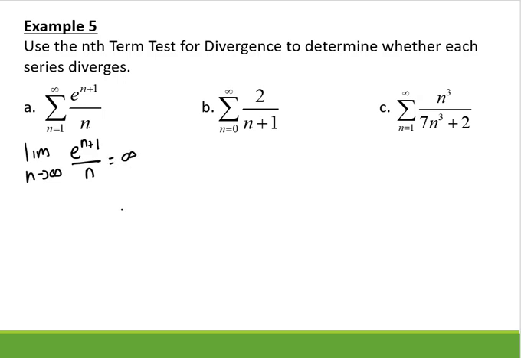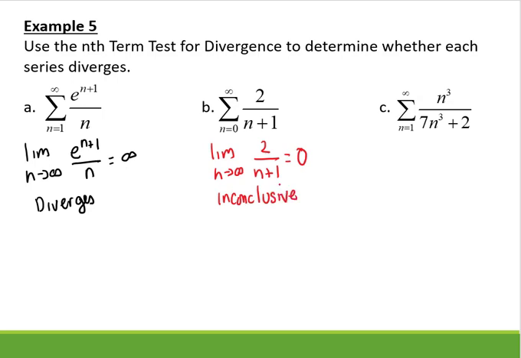For part B, limit as n goes to infinity of 2 over n plus 1. Well, that equals 0. So this test is inconclusive. Okay, it does not necessarily prove that it converges. I'm going to be giving you guys a whole bunch more tests that are going to prove whether this converges or diverges. Okay, but just worry about our nth term tests. We're building our basket of tests.